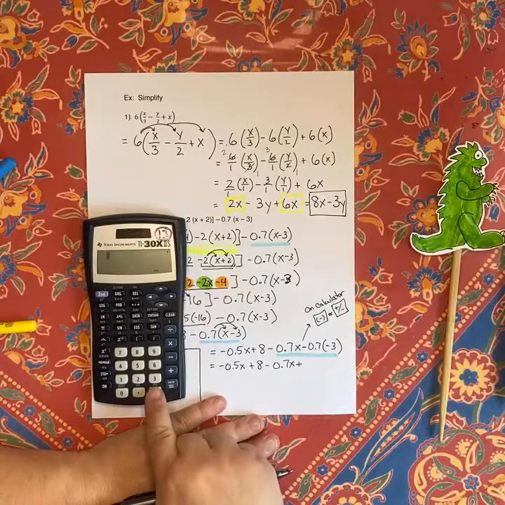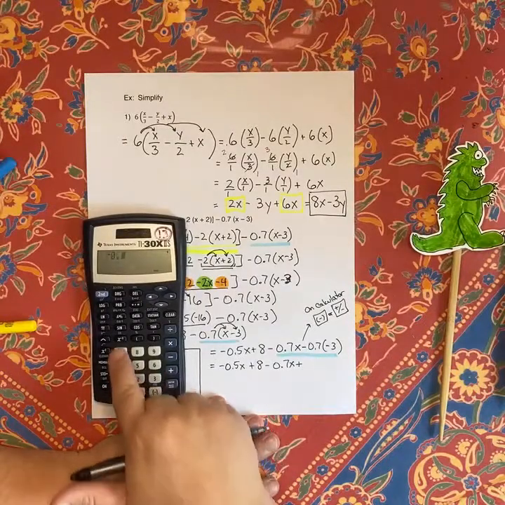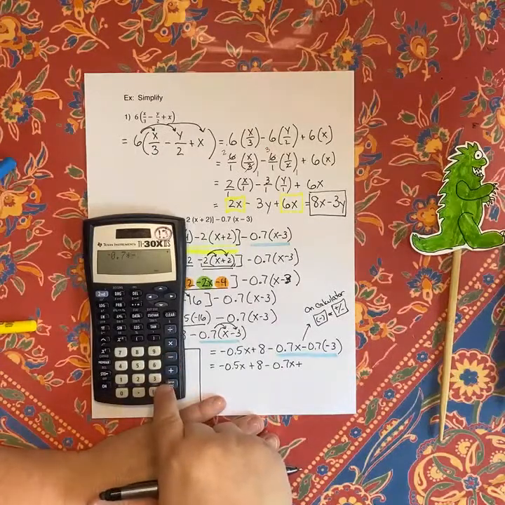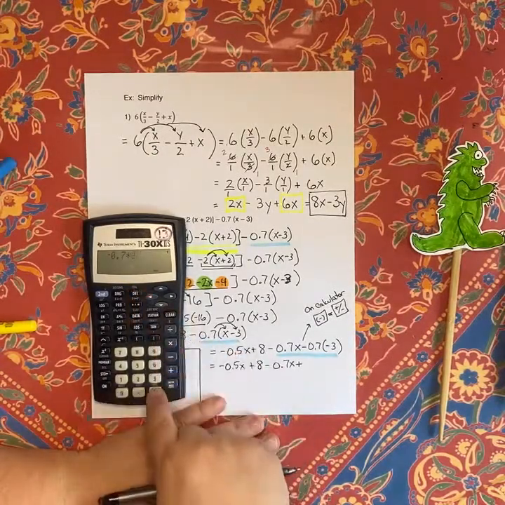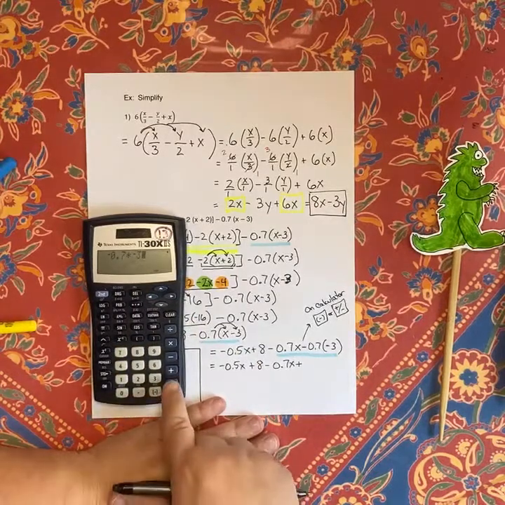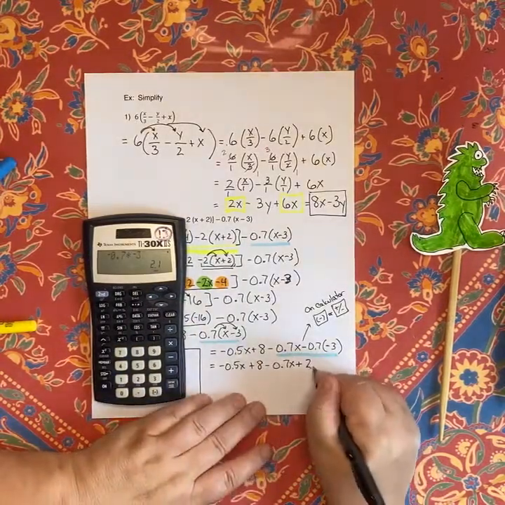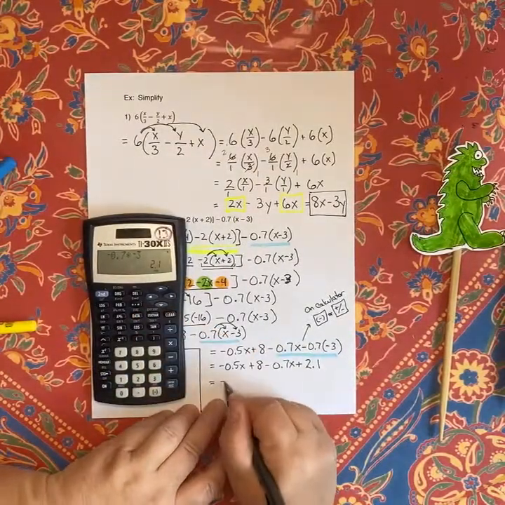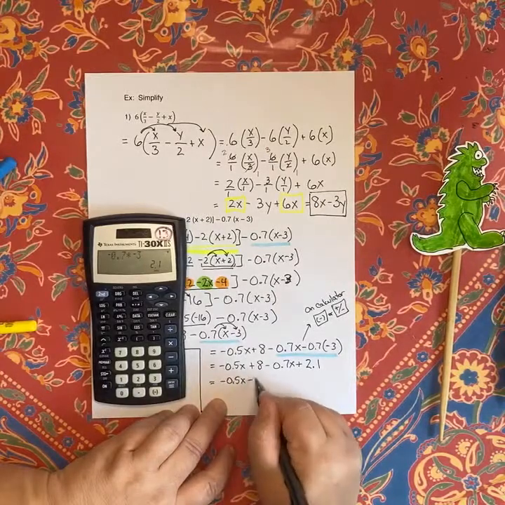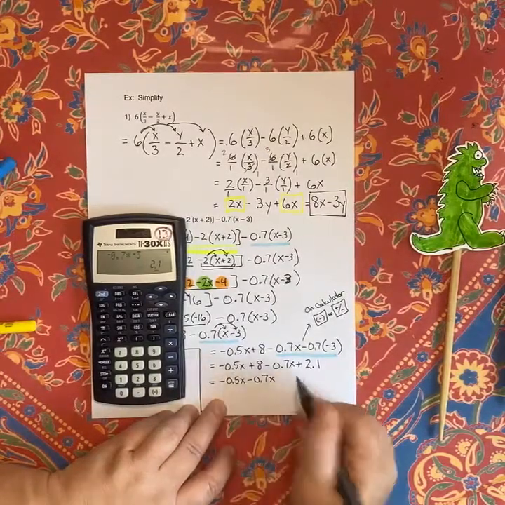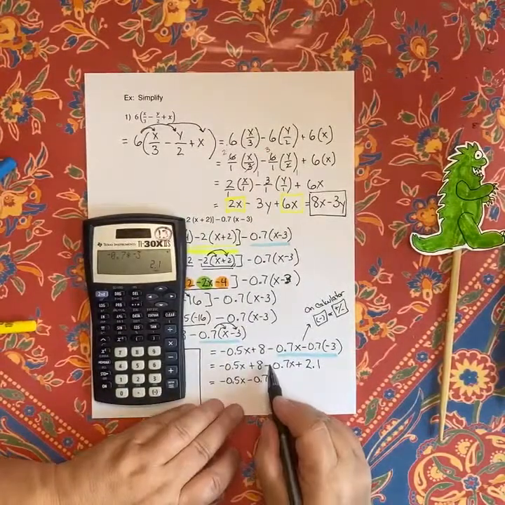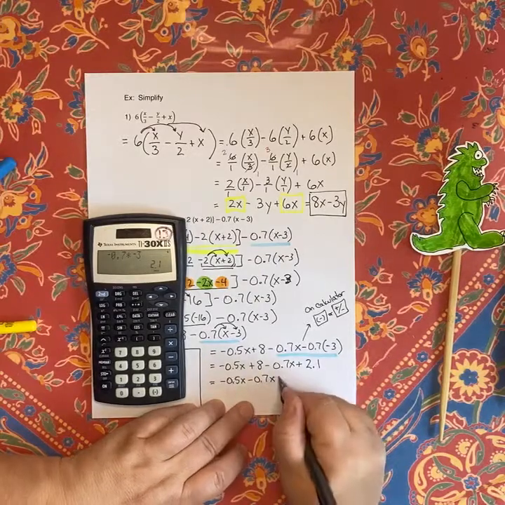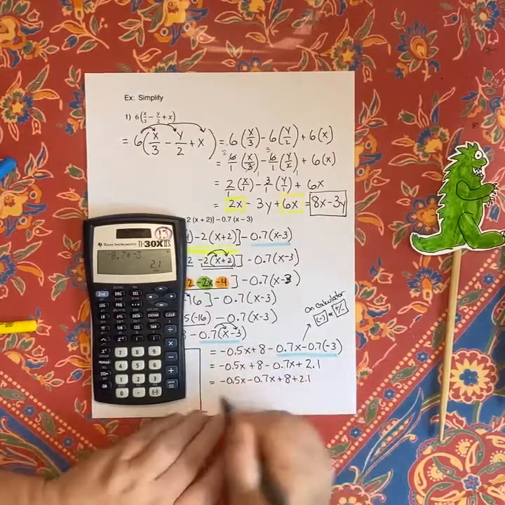Okay, so I've got the opposite of 0.7 times negative, oh, I did it, the opposite of 3. There we go. And I get 2.1, and it confirms, in fact, it is positive. Okay, so I've got negative 0.5x minus 0.7x. I'm going to bring the x's together. I have to include this minus in the 0.7. So see how that minus stays there. Then I've got plus 8 plus 2.1.